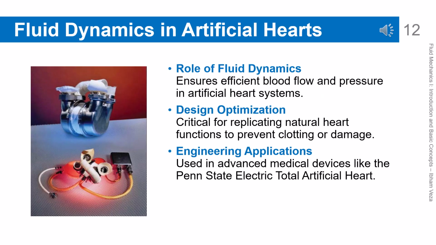Fluid dynamics in artificial hearts. The application of fluid mechanics in artificial hearts focuses on controlling blood flow in a stable and safe manner. Improper flow can cause clotting or tissue damage. The system design must mimic the flow behavior of the natural human heart. Pressure and flow velocity become critical parameters. This example shows that fluid mechanics is important not only in industry, but also in medicine.